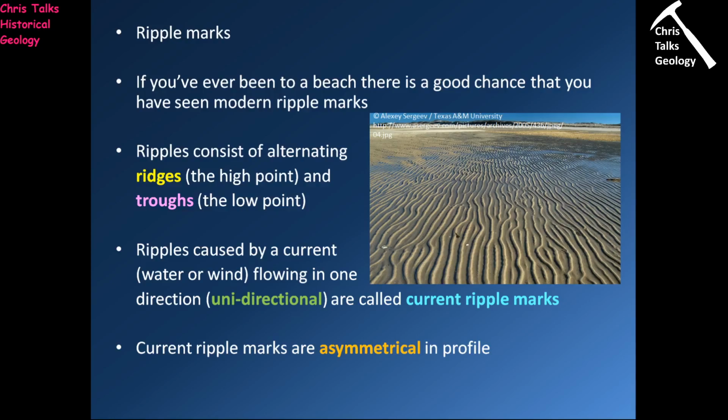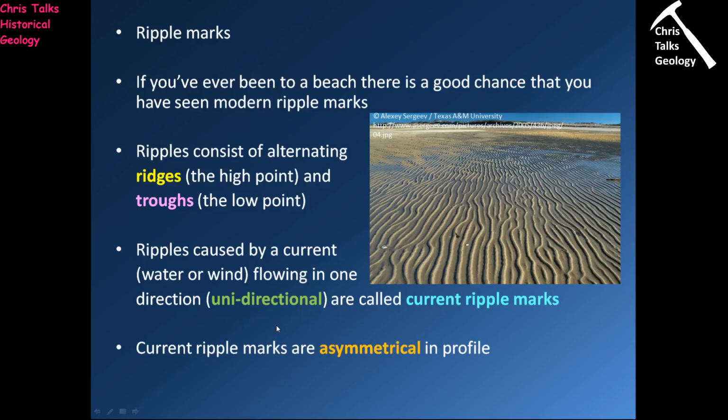Ripples are caused by the movement of sediment by a current. Most ripples are associated with sandy sediment, so you'll often find them in environments where you get build-ups of sand, so deserts, beaches, rivers. Now the really good thing about ripples is they actually come in two different varieties. The first type of ripple is called a current ripple. A current ripple is asymmetrical, so one side of the ripple is a different length and different angle to the other side.